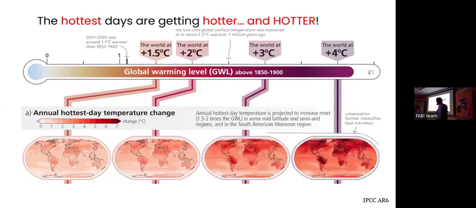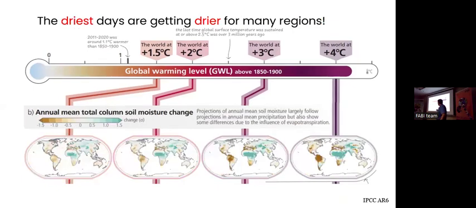And so as the average warming comes on, 2, 3, or 4C, you're going to see that the annual hottest day might go up as much as 7 degrees C in many places, including places like where we are today. And so this is a cause for concern.